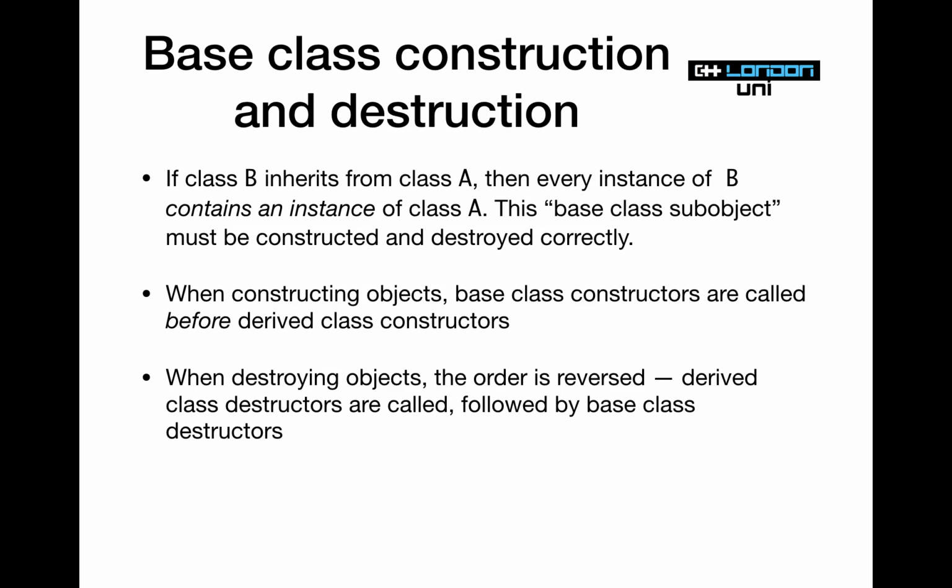So when we destroy an instance of derived, it's first going to run the derived destructor, and then it's going to run the destructor for each of derived's member variables, and then it's going to run the destructor for base, and then it's going to run the destructor for each of base's member variables in the reverse order in which they're declared, because it's the reverse order in which we constructed them.